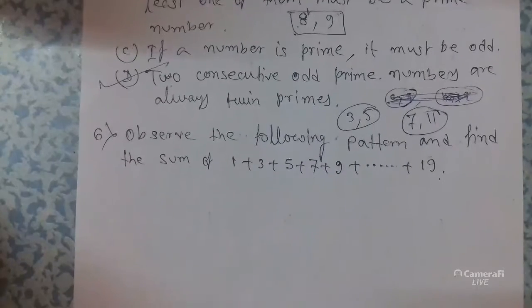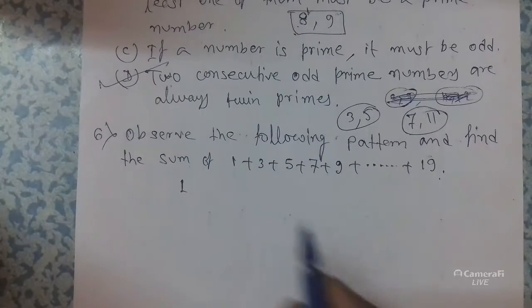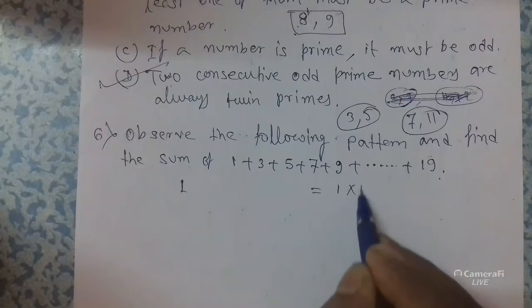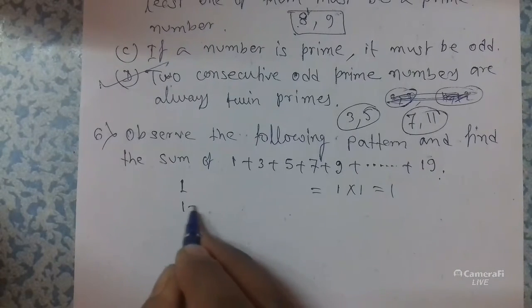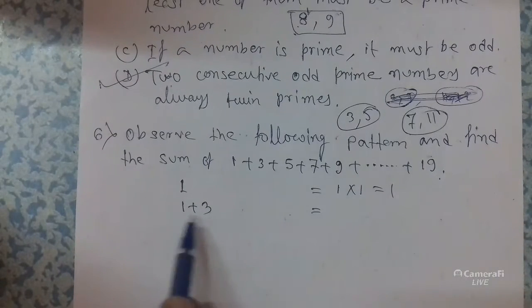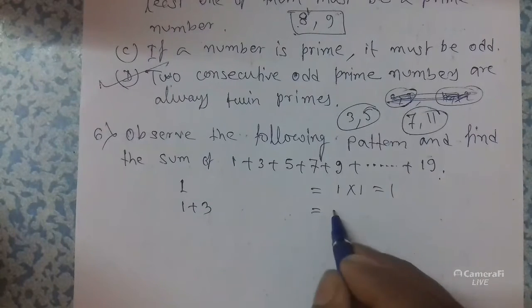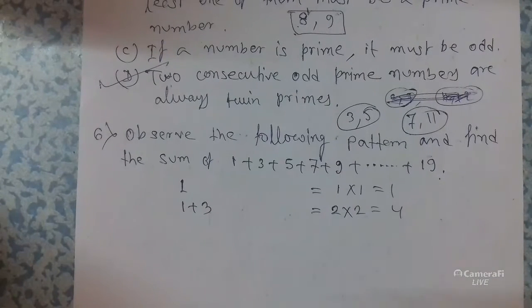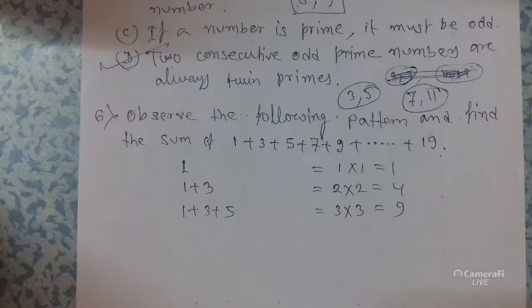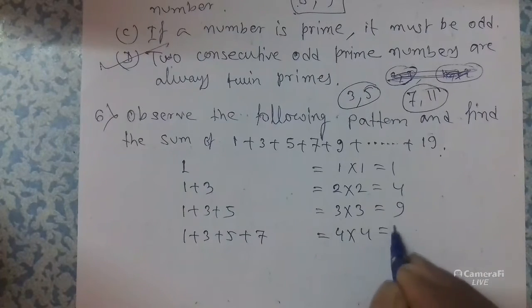Okay. And the pattern is, when it is 1, we can take 1 into 1 is equal to 1. When 1 plus 3, then how many numbers are there? 2 numbers are there. So that means we can take 2 into 2, that is 4. When we take 1 plus 3 plus 5, how many numbers are there? 3 numbers are there. So we can take 3 into 3, that means 9. Then 1 plus 3 plus 5 plus 7. How many numbers are there? 4 numbers are there. So we have to take 4 into 4, 16.